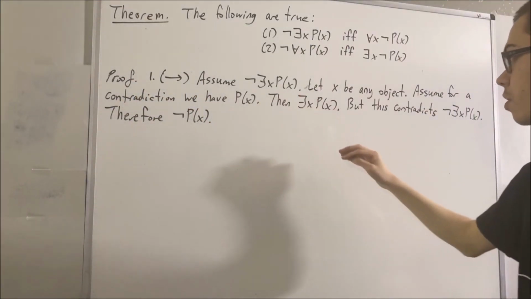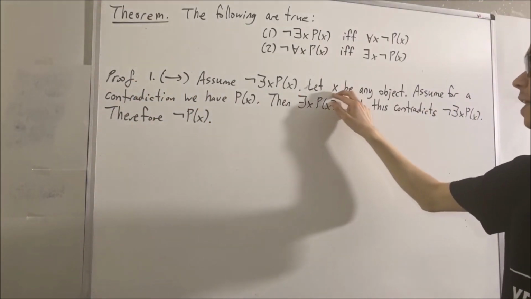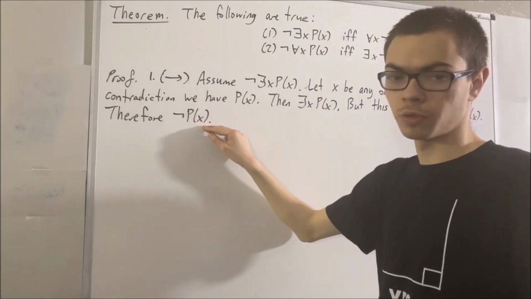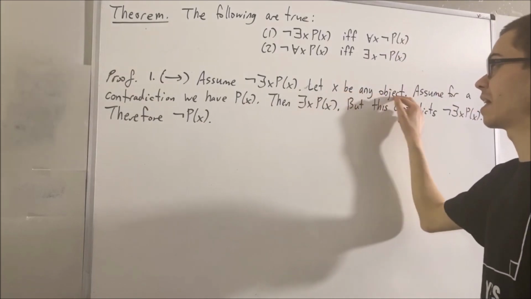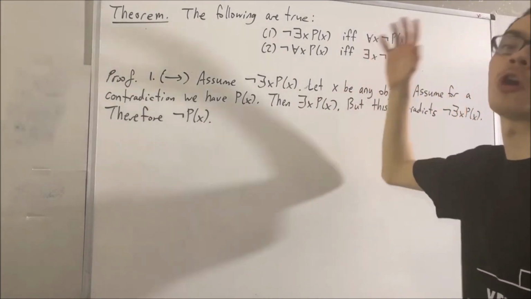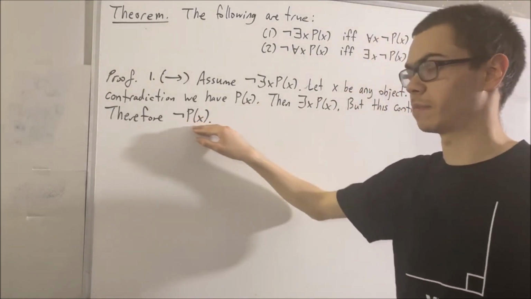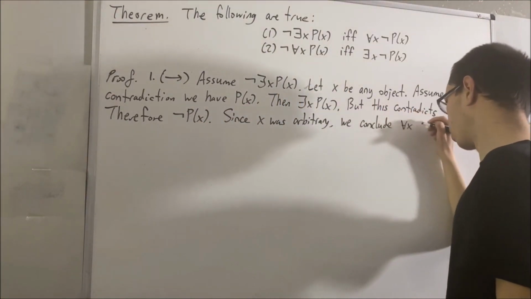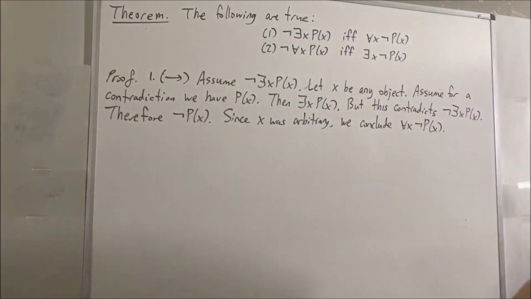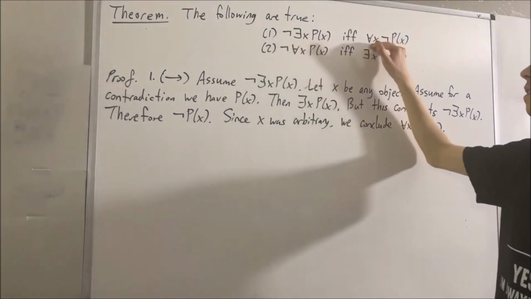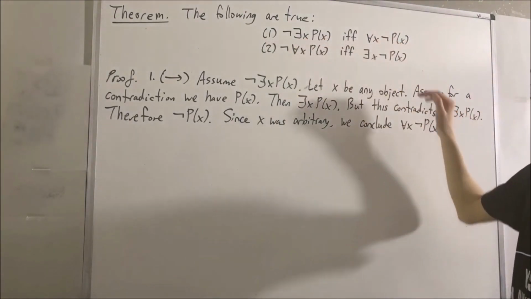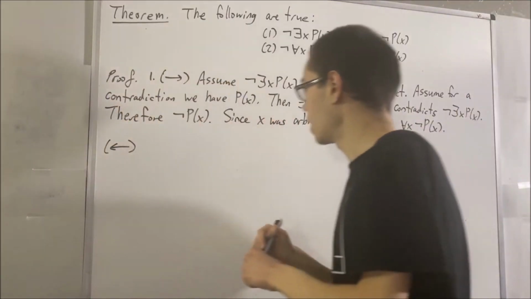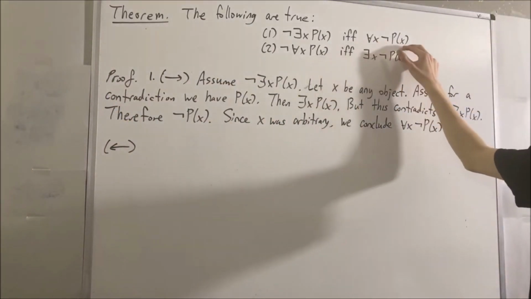So putting this together, we started with an arbitrary object x, and we proved from there that not p of x has to be true. Since x can be any object, this means for all objects x, we have not p of x. And so at this point, we have proven if this is true, then this is true. Now we're going to prove if this is true, then this is true. And to do that, assume this is true.